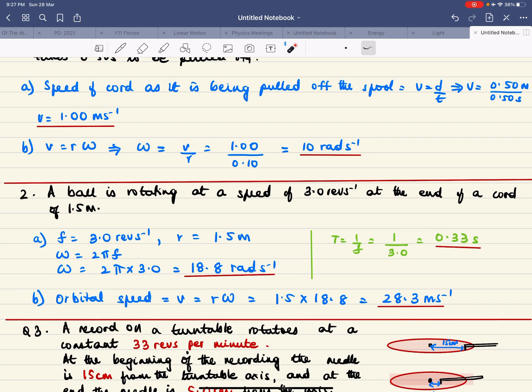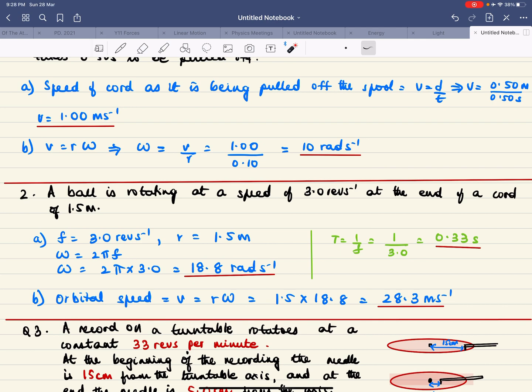I just did it an easy way. Angular velocity or angular speed omega is 2 pi f. This is something that will be given to you. So 2 pi times frequency, you get the answer. How do you get the period? You can also do omega is 2 pi over T, and then use that to get T, or there's also a connection between T and f: T is 1 over f. So I just do 1 over f in order to get T straight away.